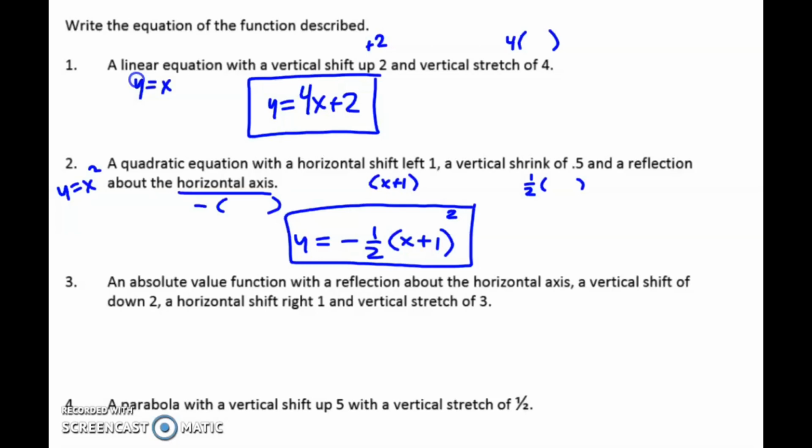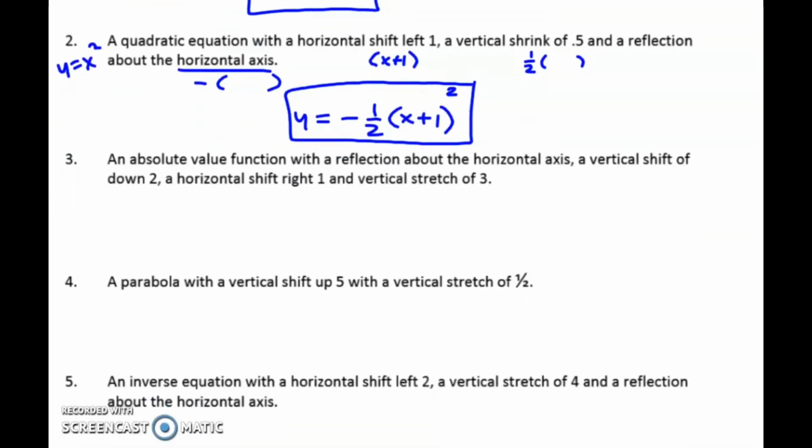So 3, absolute value function with a reflection about the horizontal axis, a vertical shift down 2, a horizontal shift right 1, and a vertical stretch of 3. So again, absolute value, y equals absolute value of x. Reflection about the horizontal. All right, so remember, that's out in front. So I'm going to have y equals negative. There's my reflection in the horizontal. A vertical shift down 2. That means a negative 2 tacked on to the end.